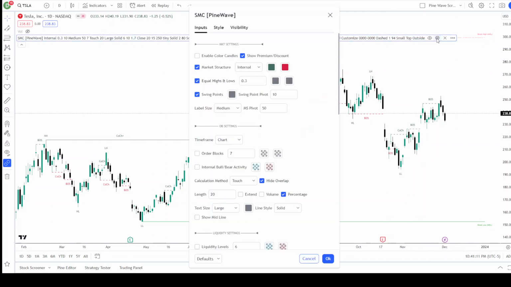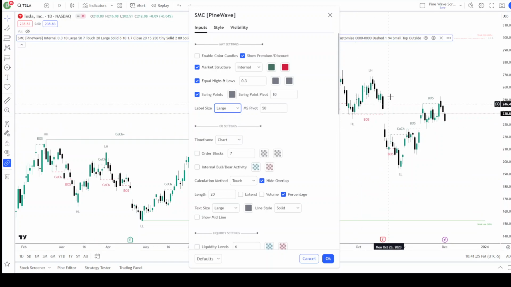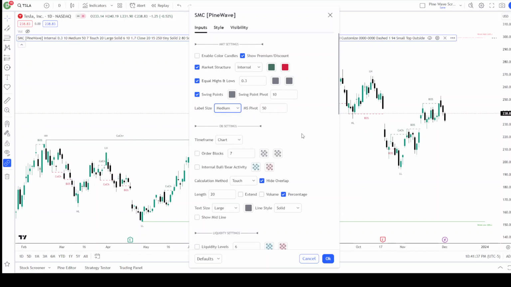Okay, so the next thing we're going to look at, and you can adjust some of these things. How many pivot points do you want to go back? Right, this is automatically set to 10 pivot points. You can also change your labels to be larger. See, now they're bigger, so they're easier to see. You can also adjust how many market structure points you want to go back. This one's set to go back to 50. So those are all things that are adjustable. Okay, these are just market structure.